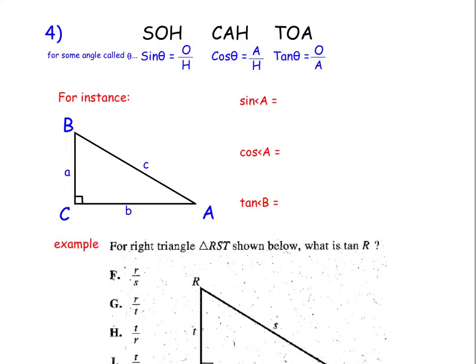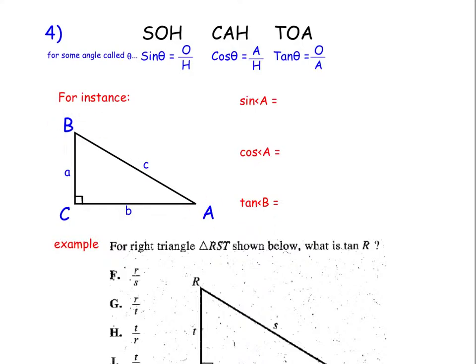So just things to remember. These are very common questions on the ACT. So looking at an example, for instance, if I look at this picture here, if I'm looking at angle A, the opposite side is A, the adjacent side is B, and the hypotenuse is C. The hypotenuse will never change no matter what angle I'm looking at. If I'm looking at angle B, the opposite now is little b, the adjacent is little a, and the hypotenuse is clearly still C.